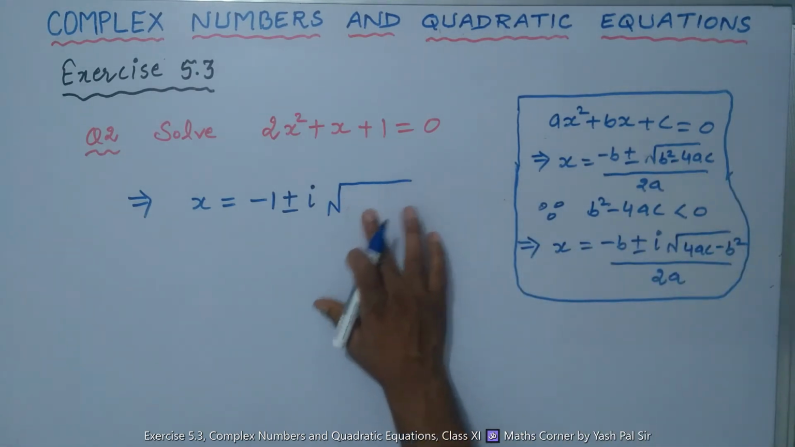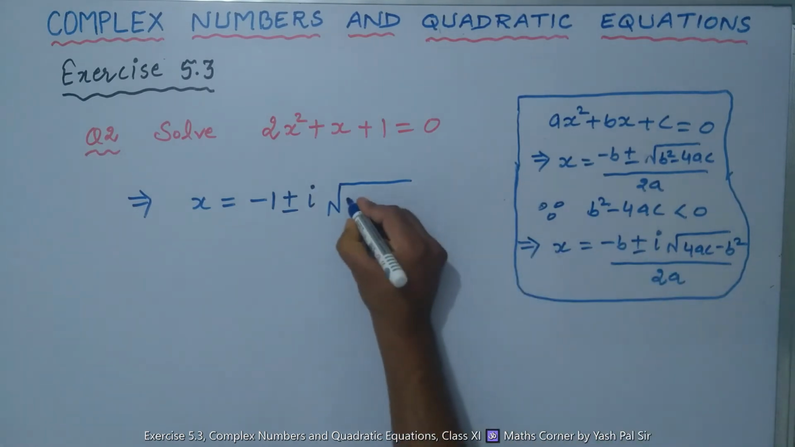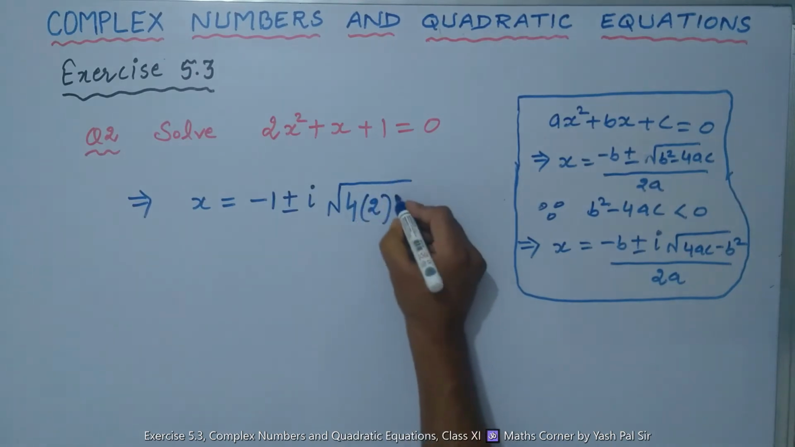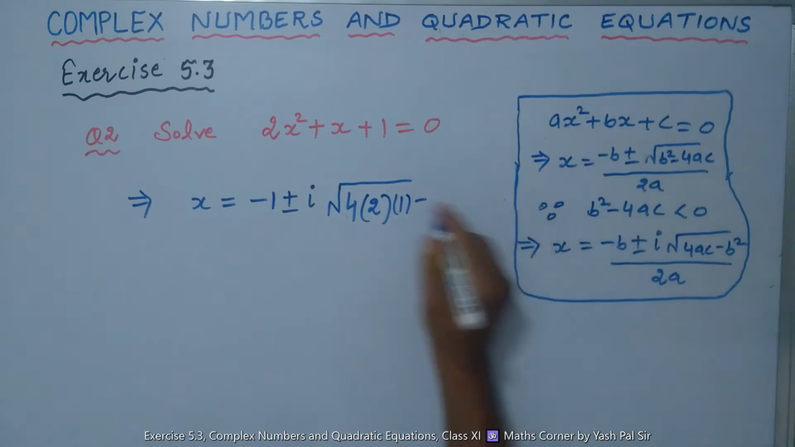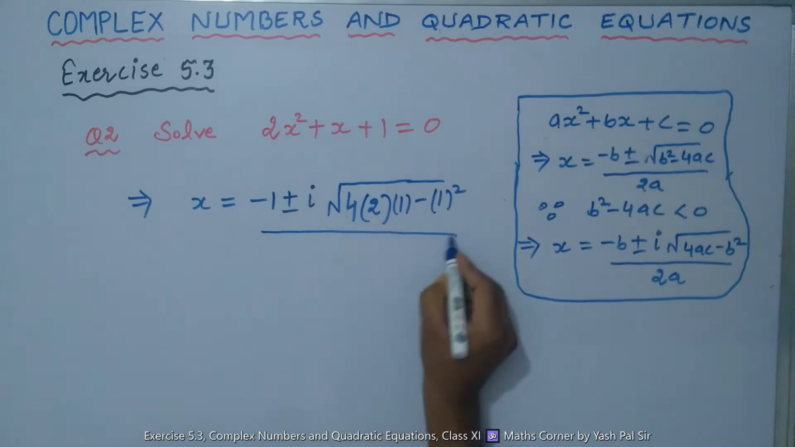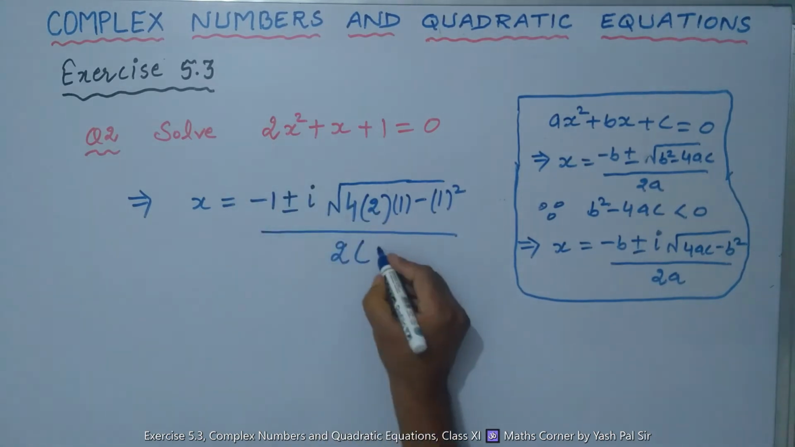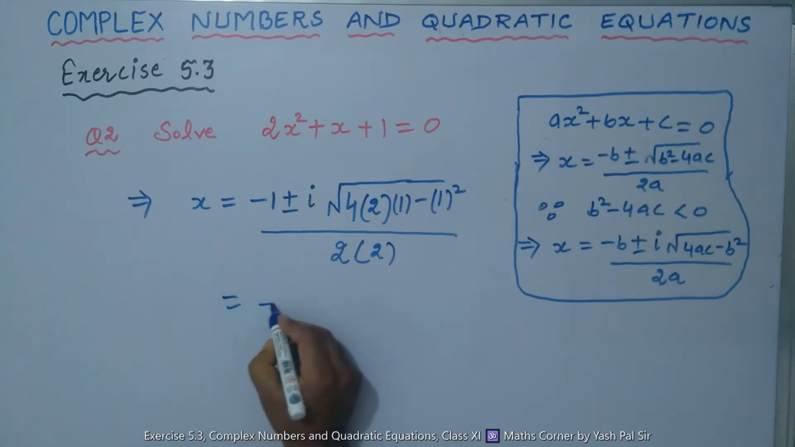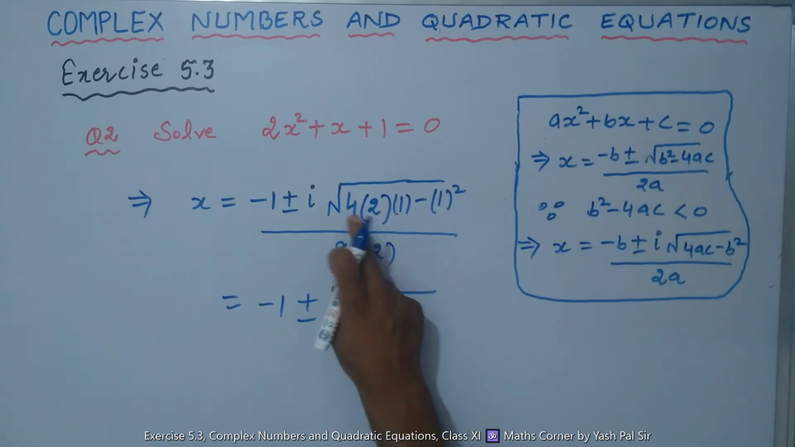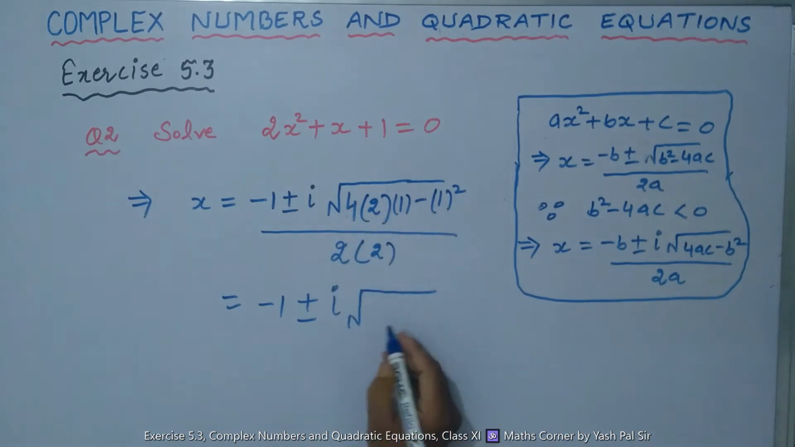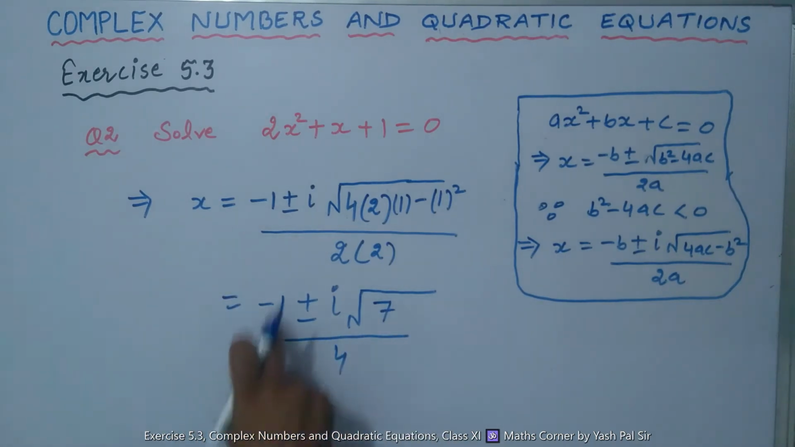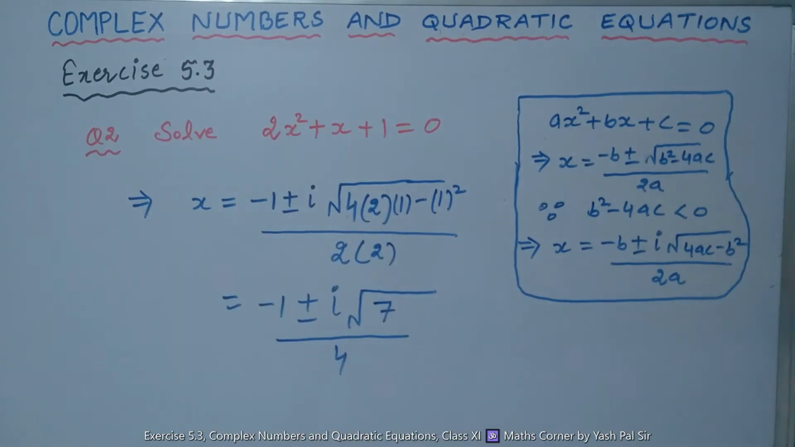So this becomes, first of all, writing 4ac: 4 into a is 2 and c is 1, minus b square. B is 1, its whole square, upon 2 into a is 2. So this becomes minus 1 plus minus iota square root of 4 into 2 is 8, 8 minus 1 is 7, whole divided by 4. So this way, this is the solution of the given quadratic equation.